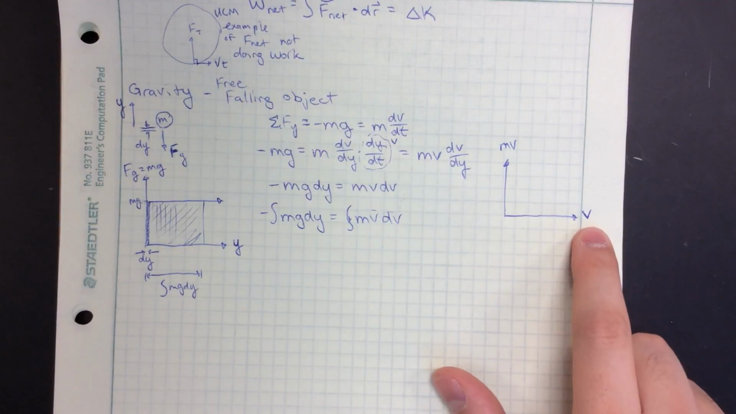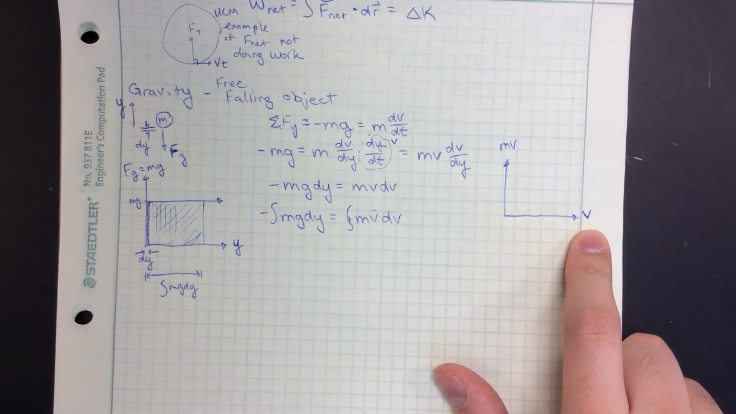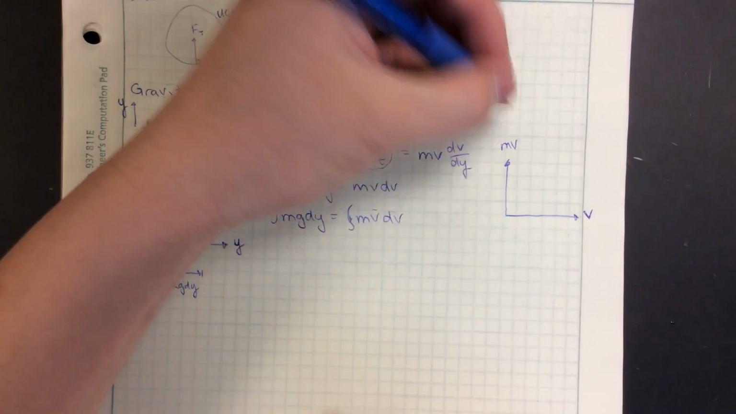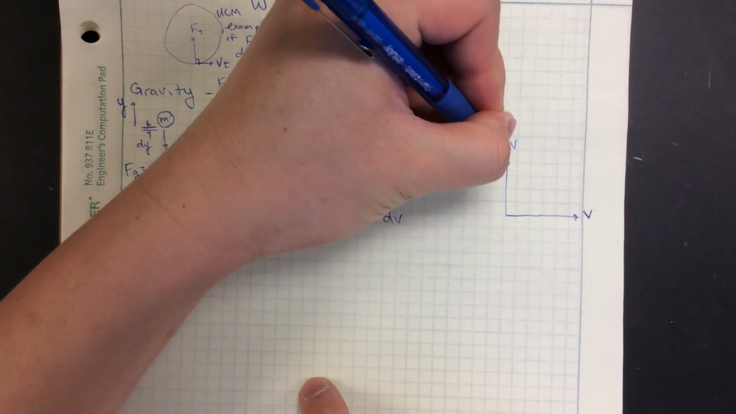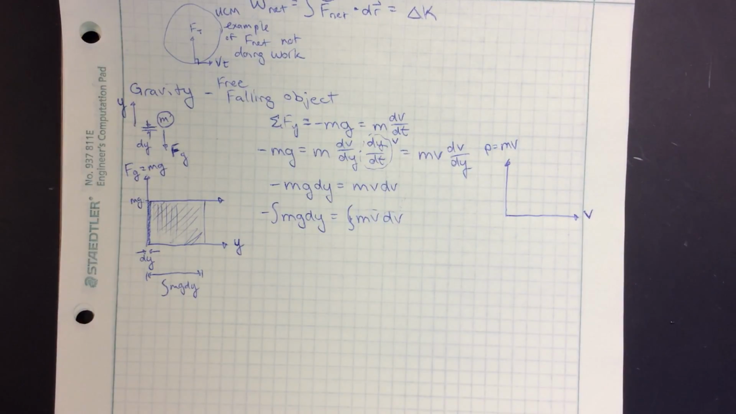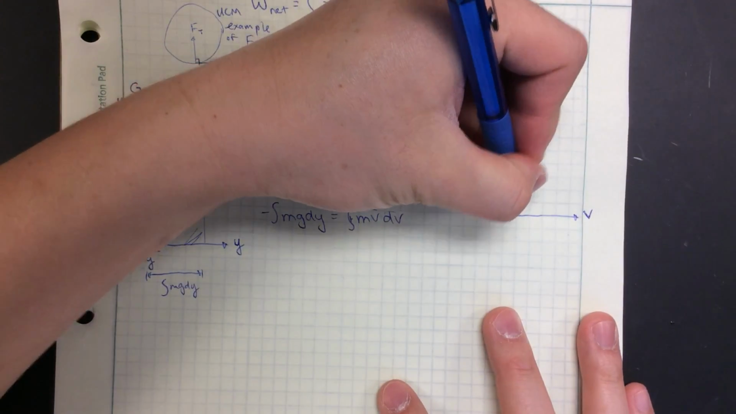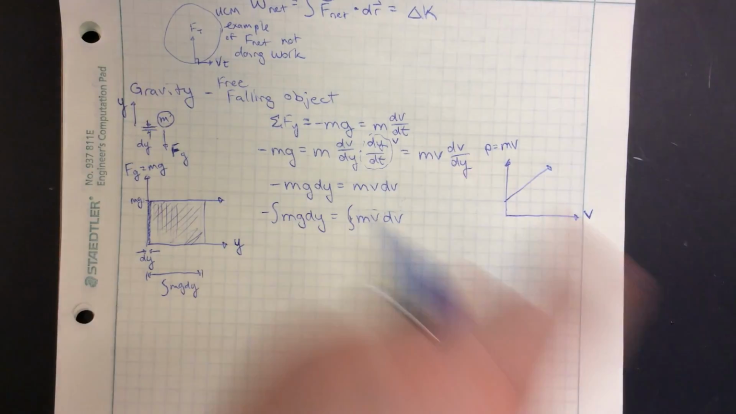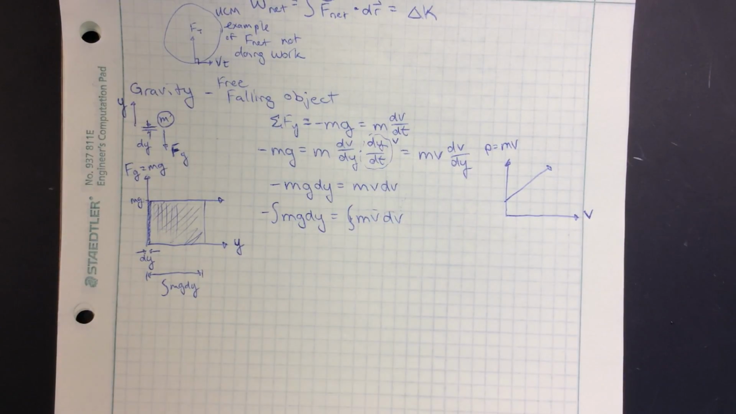So how does mv depend on v? What kind of pattern will that be? This we've called P, or momentum. How does momentum depend on velocity? It's just like linear, but it has a y-intercept. Sure, it can be linear with some y-intercept. You can start with some initial momentum and some initial velocity, and mv is linear with a slope of m.